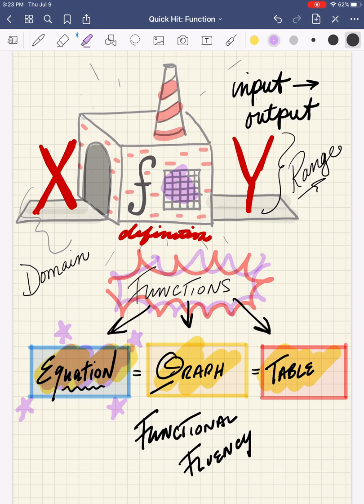Now, just as school tends to weight heavily towards equations in terms of understanding functions, I've noticed that the SAT and ACT, especially the SAT, loves a table. And often the first step to solving a really tricky functional equation or word problem is to think about the equation, or the function, in terms of a table.